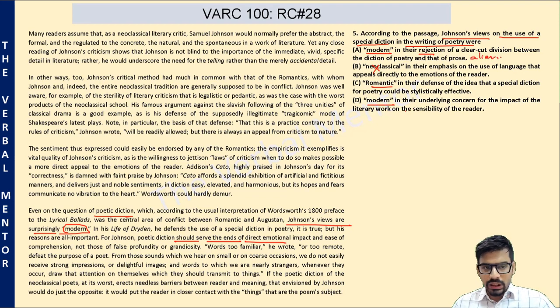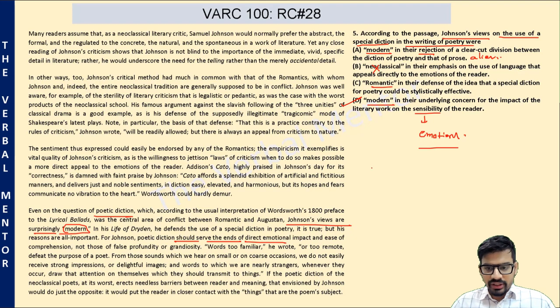Option D, his views about poetic diction were modern in their underlying concern for the impact of the literary work on the sensibility of the reader. Sensibility means emotions of the reader. So yes, it should have an emotional impact. This is what Johnson believed, and that's how his views were different or modern about the poetic diction. It was a nice passage, guys, and the genre was literary criticism.